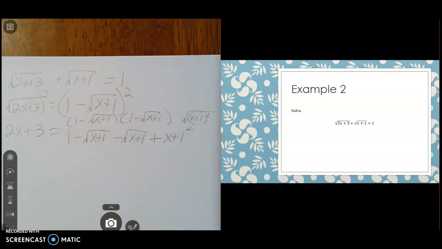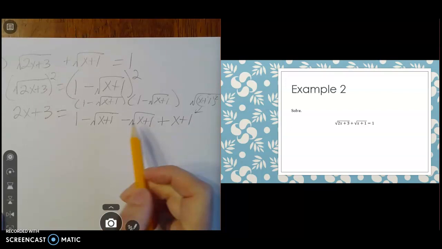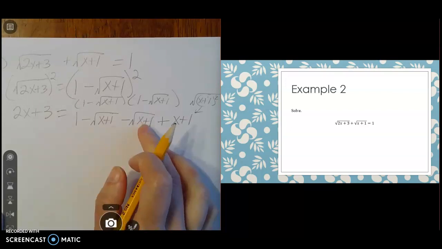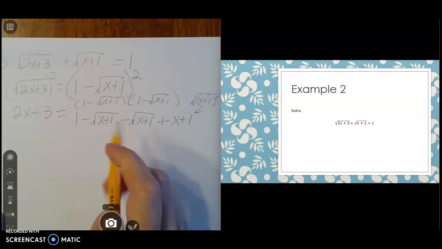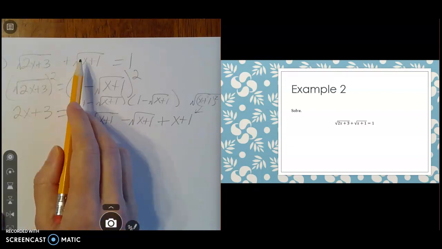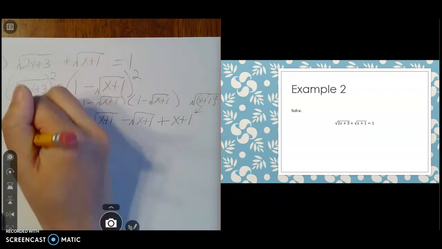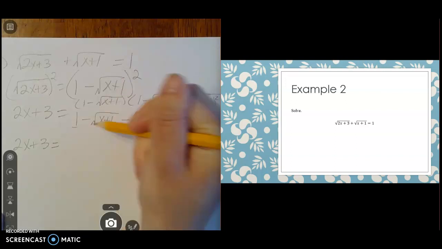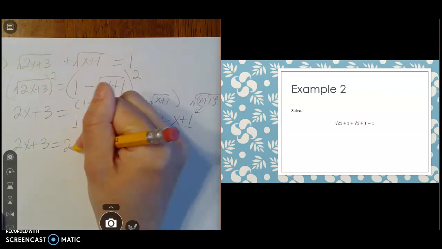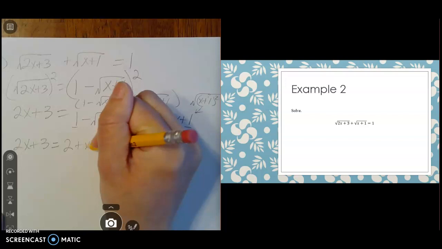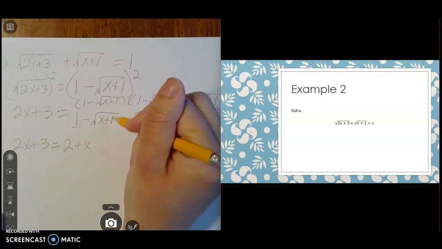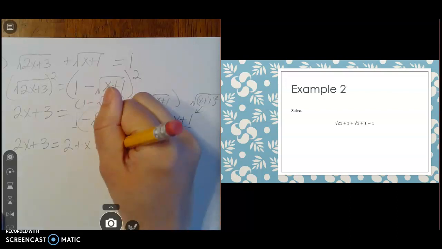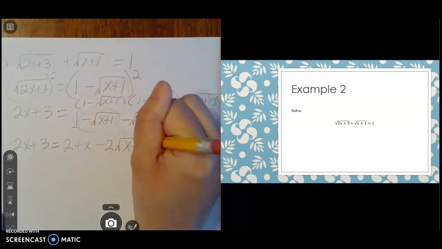All right, let's see what we can do from here. From here, you're going to notice we still have radicals. Well, the good news is that they are like radicals, so we're only going to have one radical instead of two, okay? So let's go ahead and combine some like terms here so you guys can see a little more clearly what we have. On this side, we have a 1 plus 1, which would be a 2. We still have an x, and the minus square root of x plus 1, and another minus square root of x plus 1 would be minus 2 square root of x plus 1.